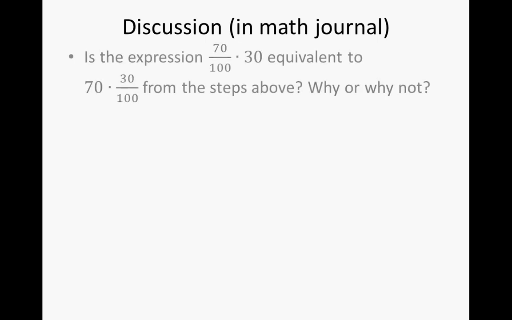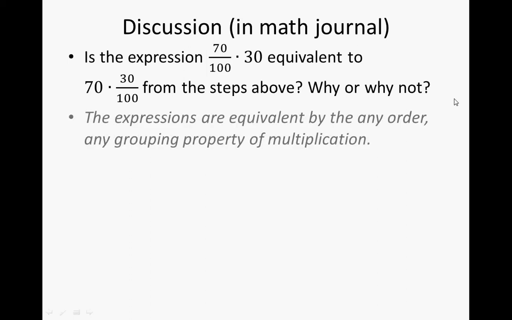Alright, so now into our math journal. Is the expression 70 over 100 times 30 equivalent to 70 times 30 over 100 from the steps above? Why or why not? So think about that. We've transposed the 70 and the 30. Does that make a difference in our answer? Well, the expressions are equivalent by any order, any grouping property of multiplication that we talked about in our last unit.